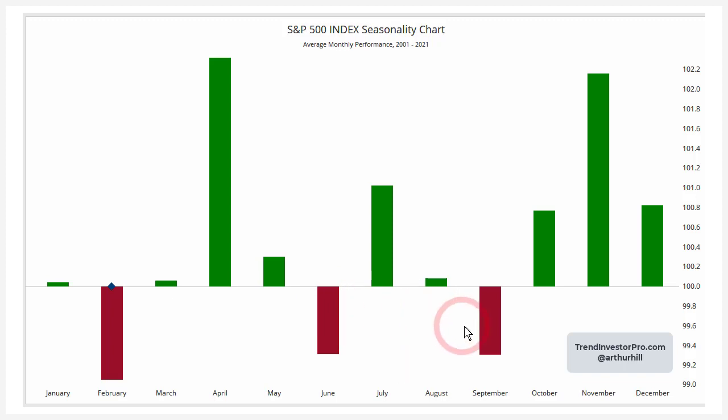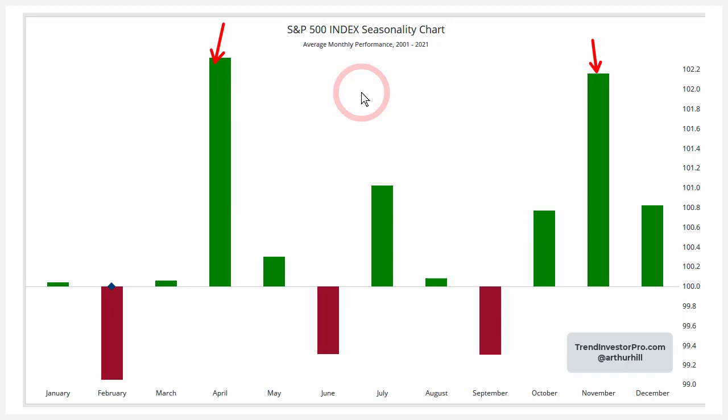And then in September, it gets even worse. In September, you had 4 declines greater than 7% over the last 20 years. So it's a very different looking chart, but 2 months stand out and hold the test of time, November and April. And those 2 months are by far the best months for the stock market.